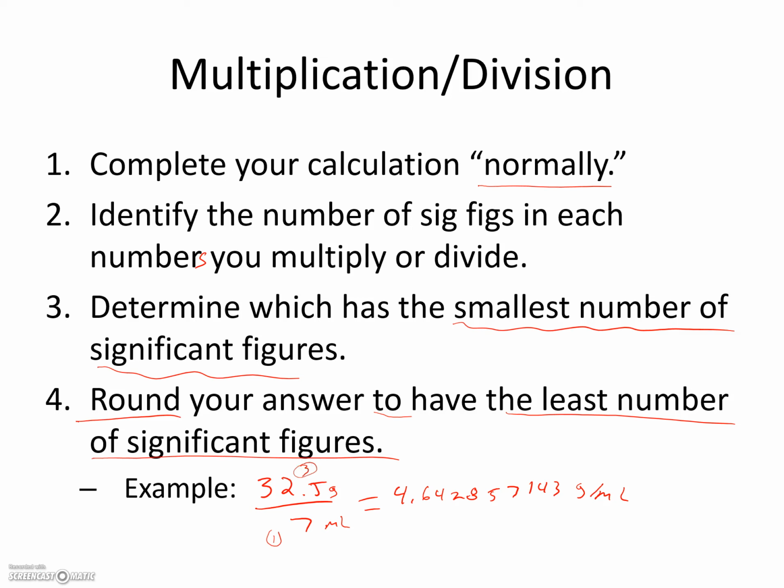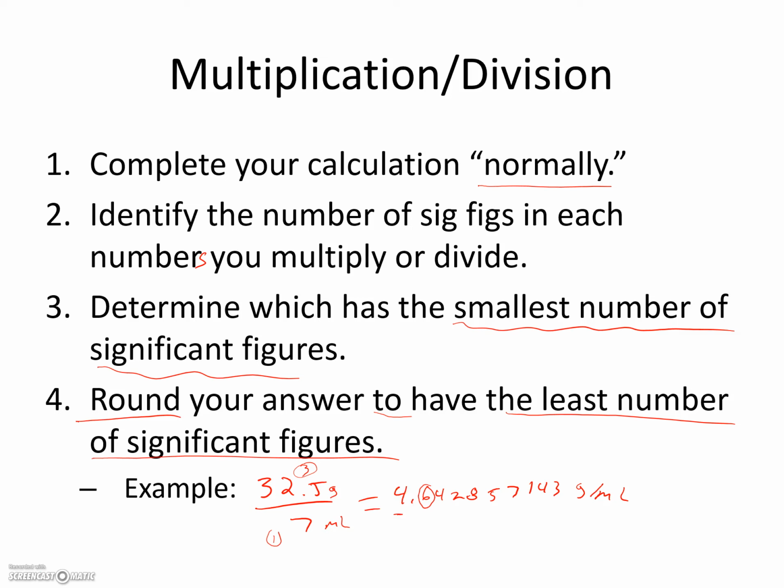All right, so I'm going to round my answer to have the least number of sig figs. So I have to take this whole number right here and round it to just 1. My first significant digit here is 4, right? And like I showed you in the last installment, I'm going to take the number that comes after it and use that to round.